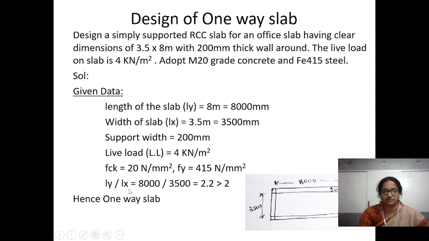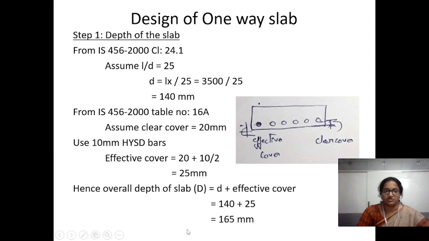Ly by Lx, as we discussed earlier, is 8000 by 3500, which is 2.2, which is greater than 2. Hence the slab should be designed as a one-way slab. Now coming to the steps, there are 6 to 7 steps. Now coming to step 1.